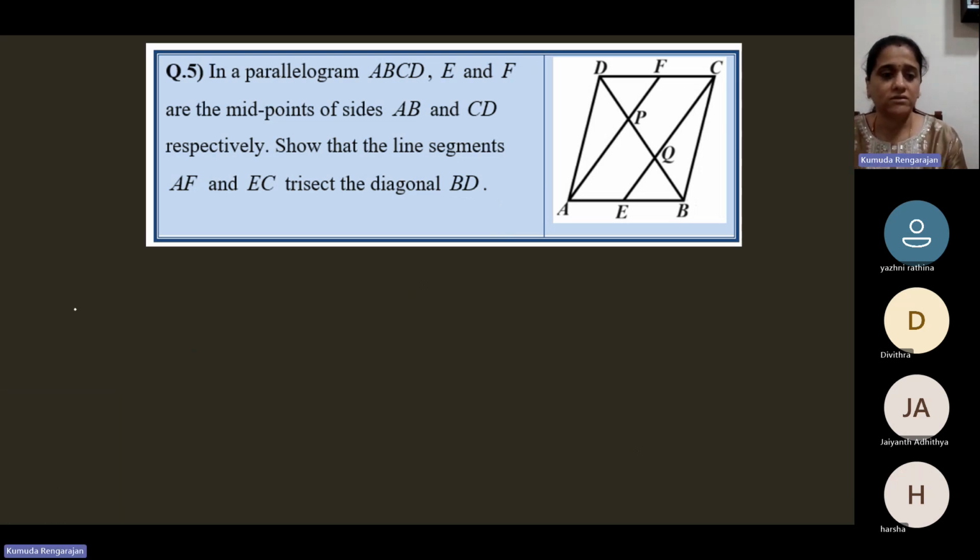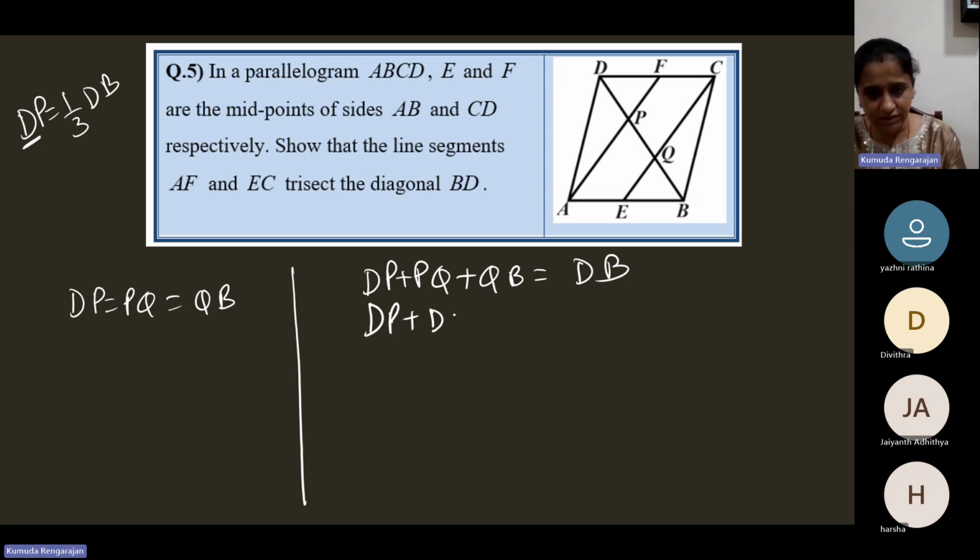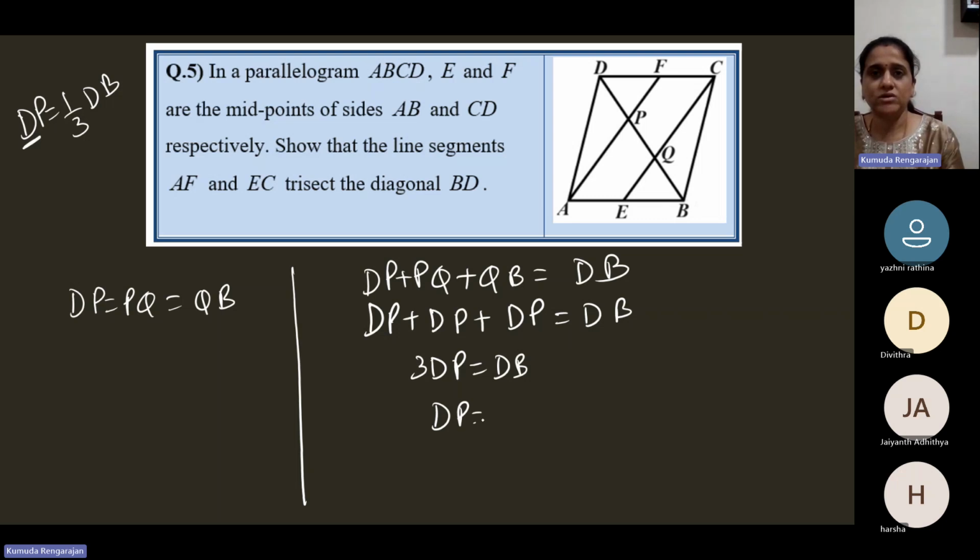So this is what you'll have to do. We have to prove that DP equals PQ equals QB, and after that, supposing we have to prove DP equals 1/3 of DB, then what will you do? DP plus PQ plus QB equals DB. Now you need to get DP, right? So PQ is DP, and QB is also DP because all these three parts are equal. Equals DB, right? So 3 times DP equals DB, and DP is equal to 1/3 of DB. All right?